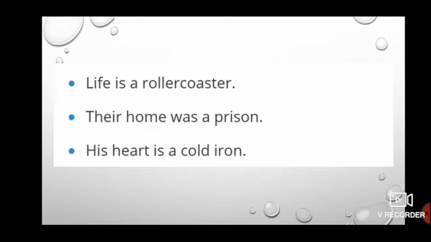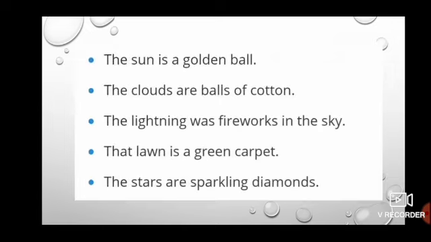Life is a roller coaster. Their home was a prison. His heart is a cold iron. The sun is a golden ball. The clouds are balls of cotton. The lightning was fireworks in the sky. That lawn is a green carpet. The stars are sparkling diamonds.